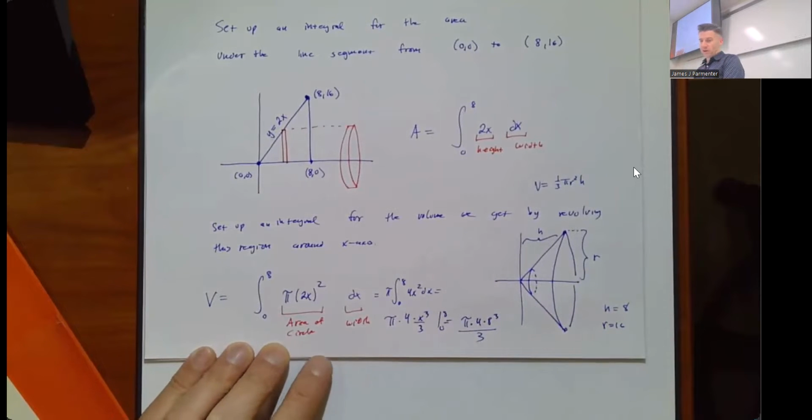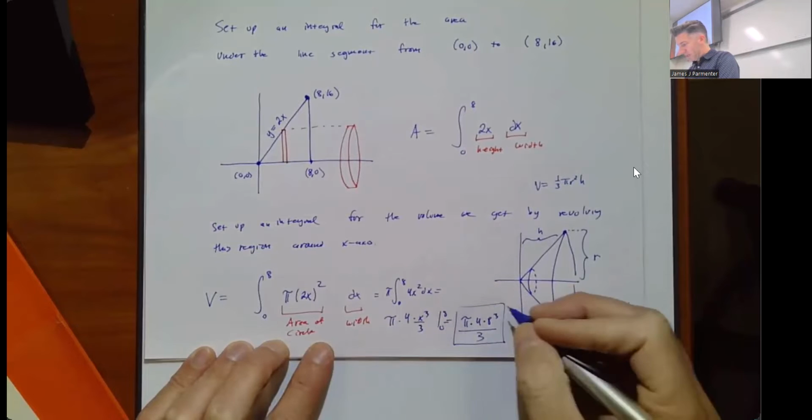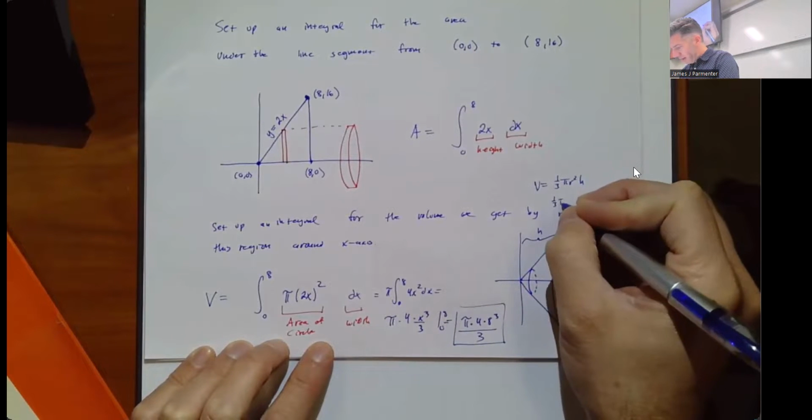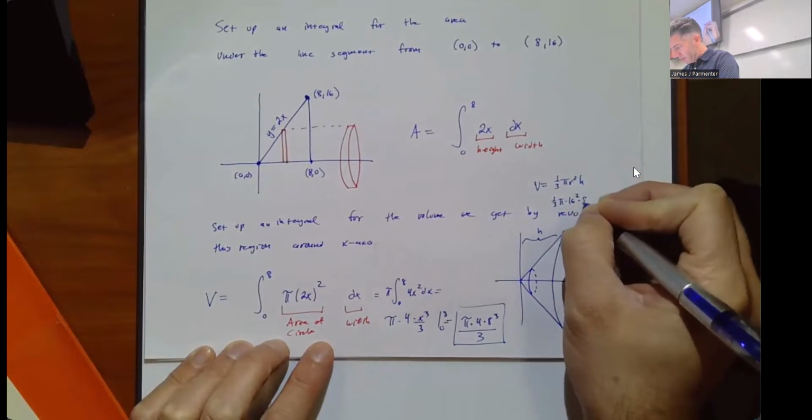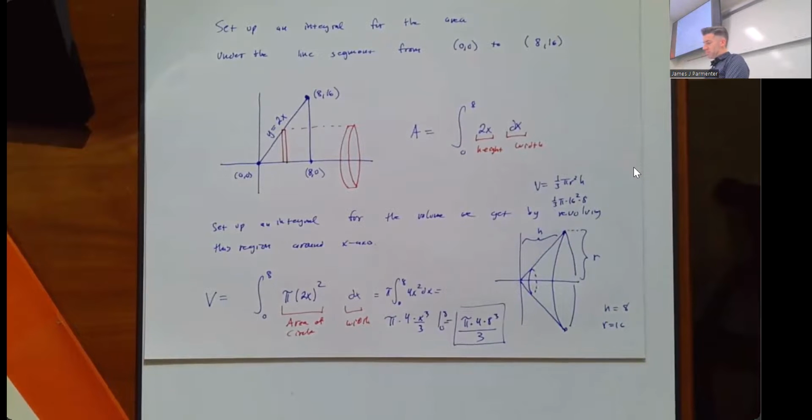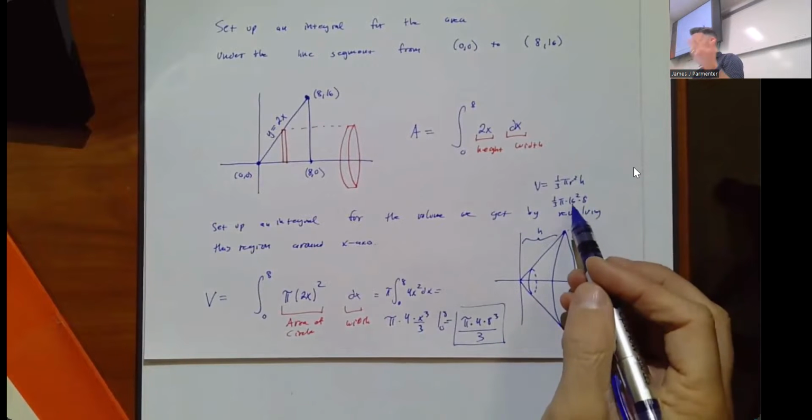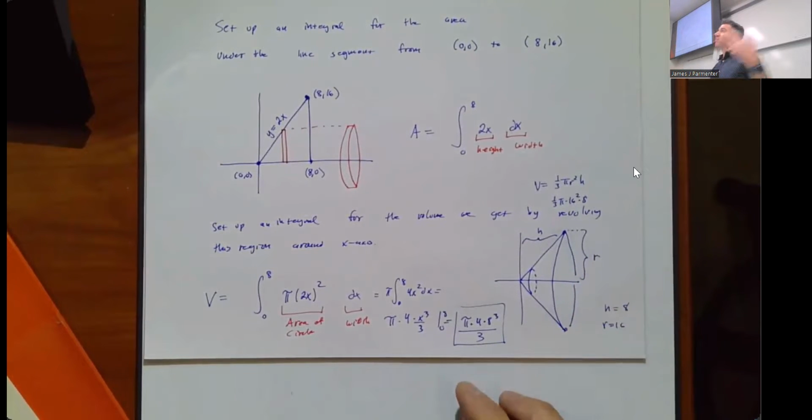So the question you have to ask yourself is, is it true that this is the same as 1/3 pi times 16 squared times 8? And I think it is. Let's see. Here I have an 8 times 8 times 8 times 4. Here I have an 8 times 8 times 8 times 2 times 2, which is 4. Yeah, it's the same, which it should be. So this is how you would actually use an integral to find the volume of a cone.